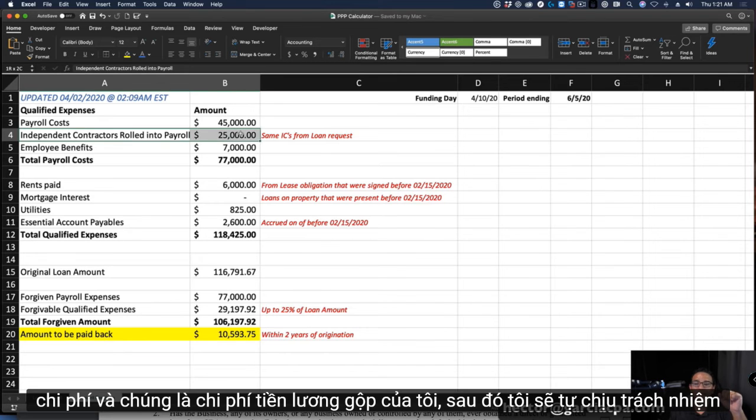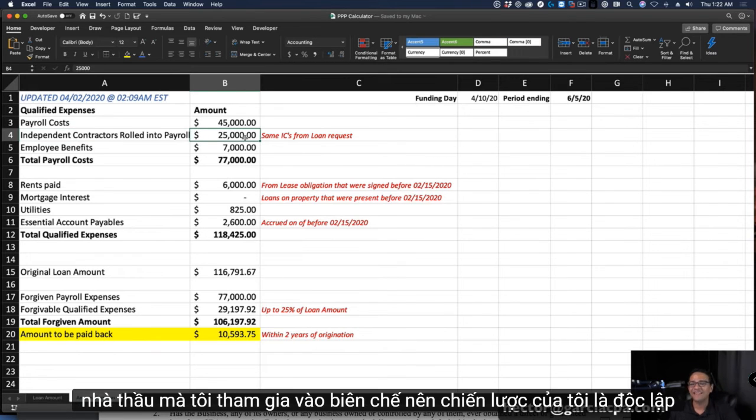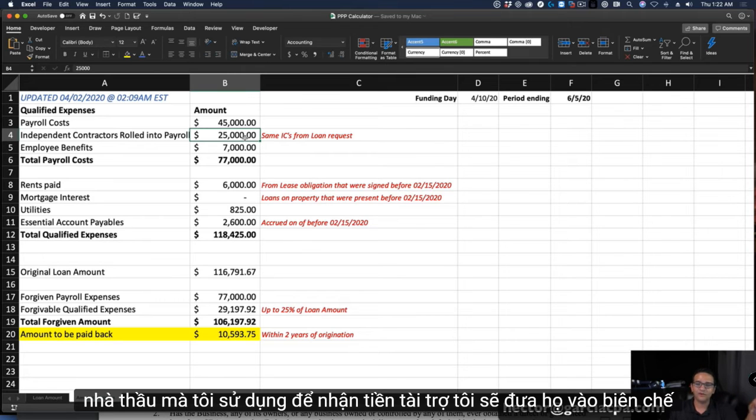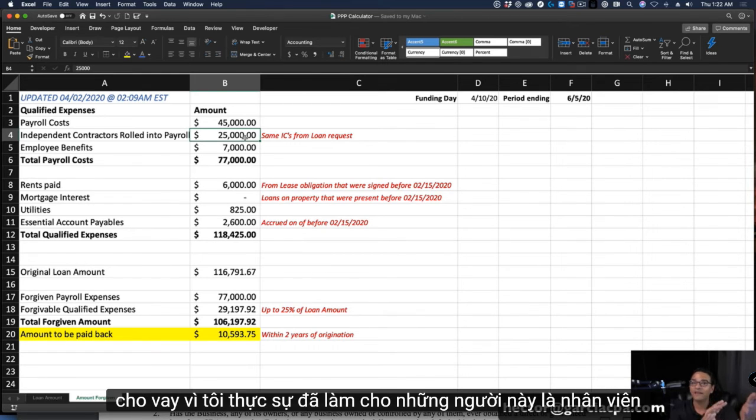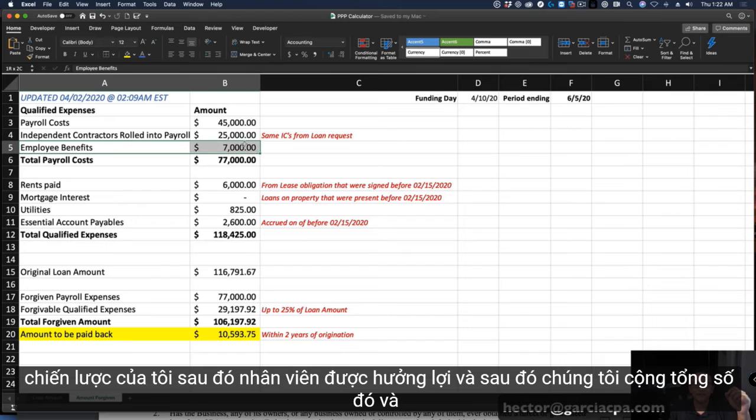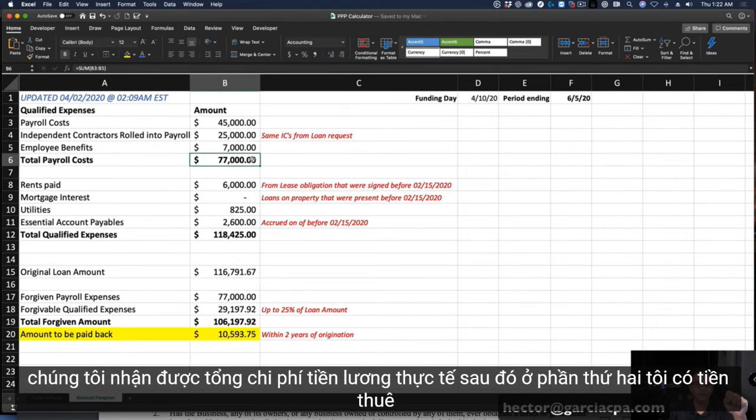Then I'm going to take all the independent contractors that I rolled into payroll. So my strategy is that any independent contractors that I used to get the funding, I'm going to roll them into payroll. So now they're part of payroll and there's no excuse that they cannot forgive the loan because I've actually made these people employees. So that's going to be my strategy. Then the employee benefits, and then we add up that total number and we get the actual total payroll cost.